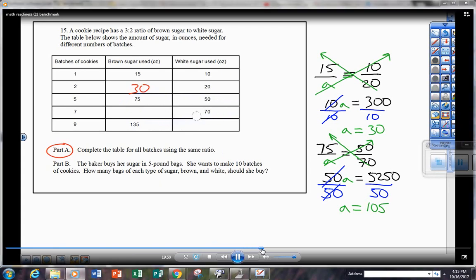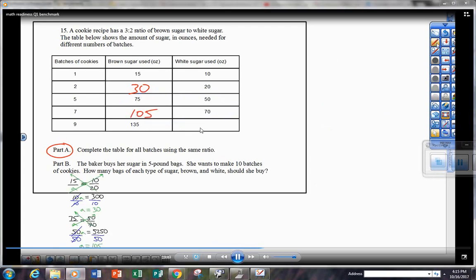All right, my last fraction. Again, to find this unknown, I'm going to take these two and set this whole little square up as a fraction. So I'm going to do 105 over 35 equal to 70 over A. So when I set this up, it becomes 105 over 35 equal to 70 over A.